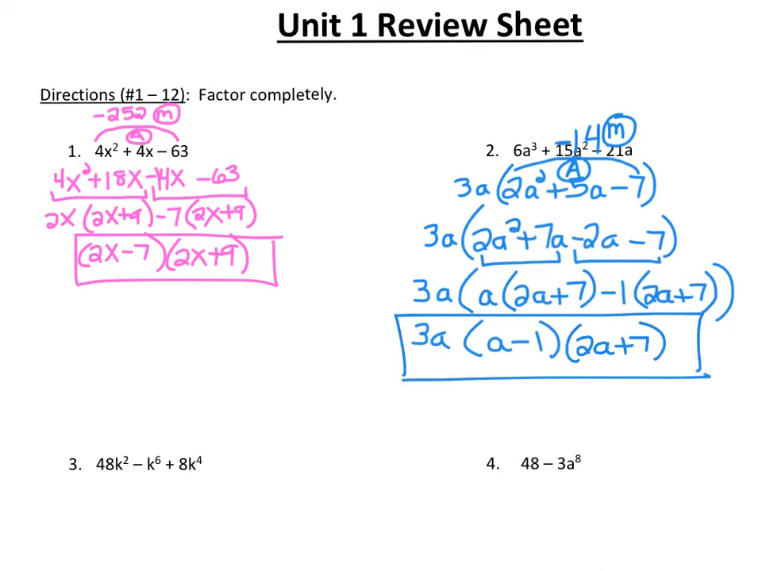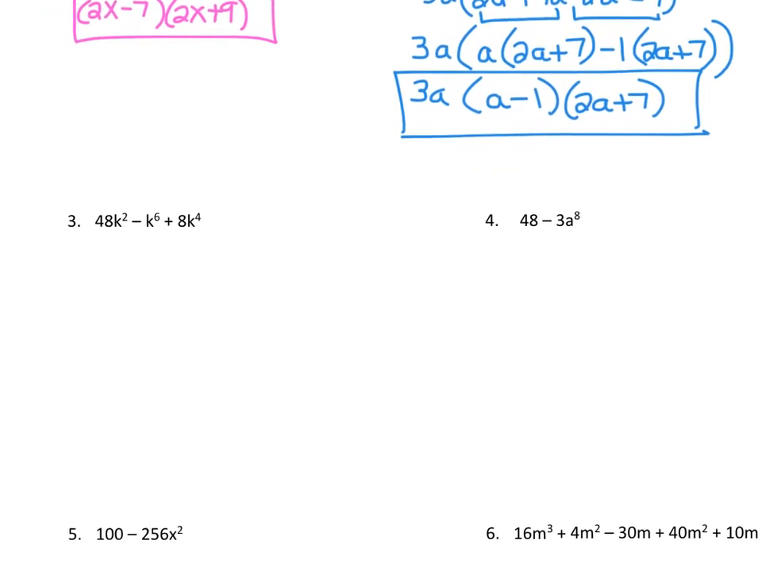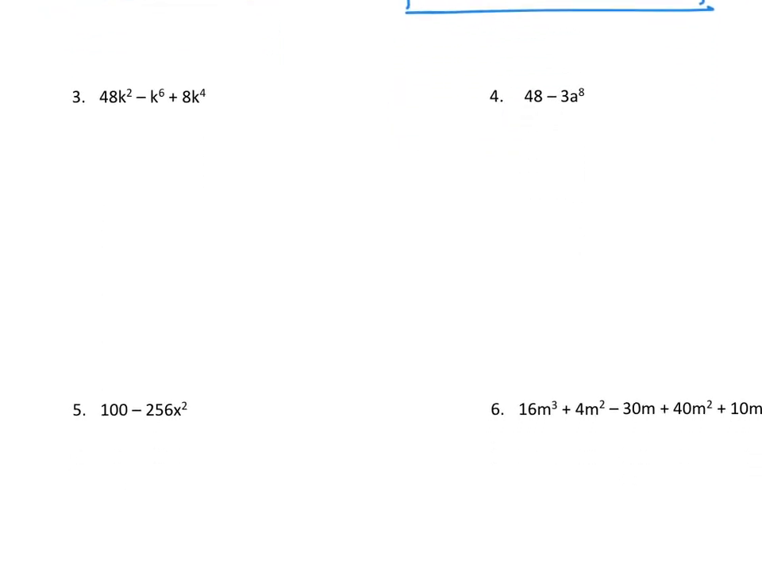All right, so let's take a look at number 3. Now, when we look at number 3, what you'll notice right away is, look, the exponents should be in descending order, and they're not. So we're going to rearrange our terms. So I'm first going to write this negative k to the 6th and keep the signs with the terms. Then we have a positive 8k to the 4th.